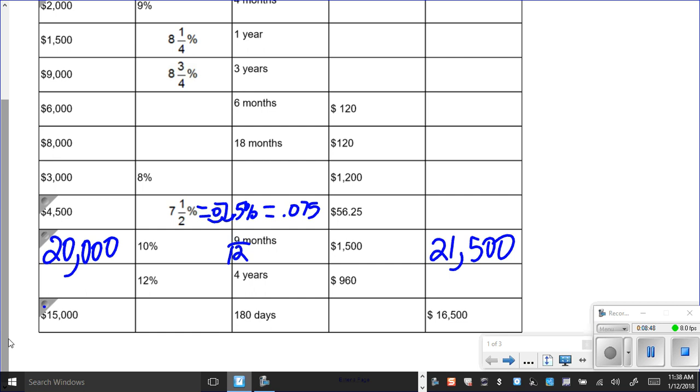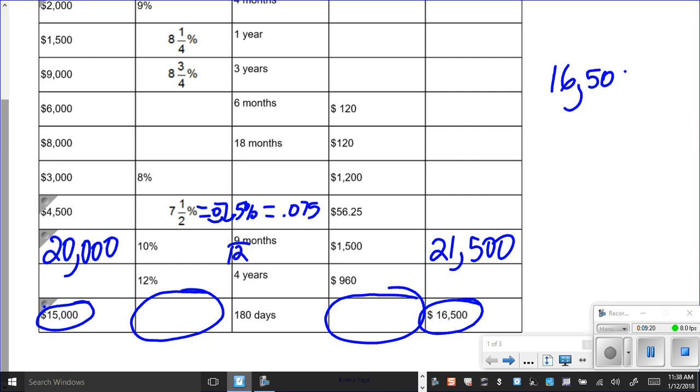I started that one only because it leaves something out, right? It leaves out the percent, the rate, and it leaves out the interest. Well, you do have enough information to solve this problem because you have the total amount and you have the initial amount. So to figure out the amount of interest, all you have to do is subtract. So I would do 16,500 minus 15,000. And I just get 1,500.